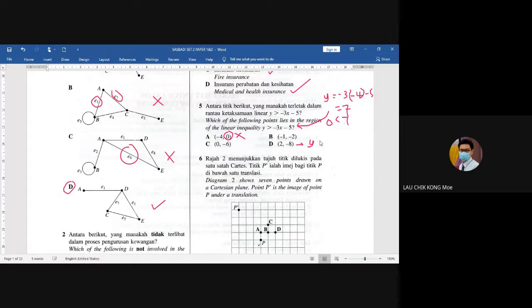Y greater than negative 3s minus 5. Okay, y equals to negative 8, and then the s equals to 2. You substitute the s equals to 2. So negative 8 is greater than negative 11. Yeah, correct lah. Negative 8 greater than negative 11. This is correct. So the answer for number 5 is D.